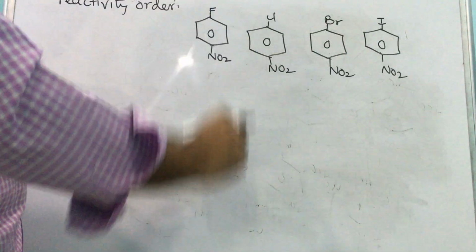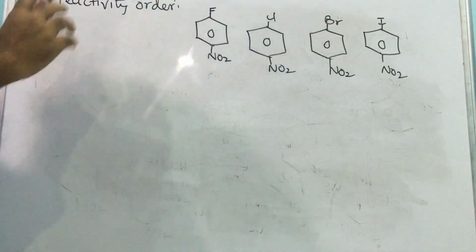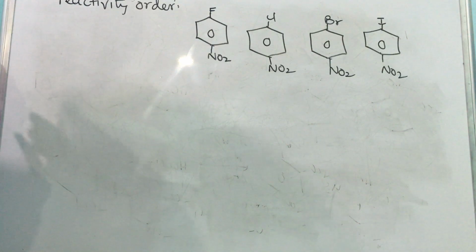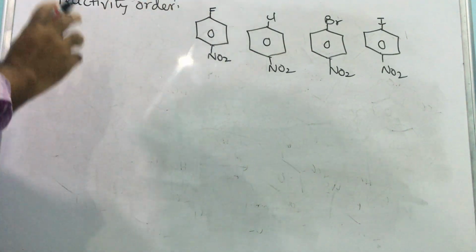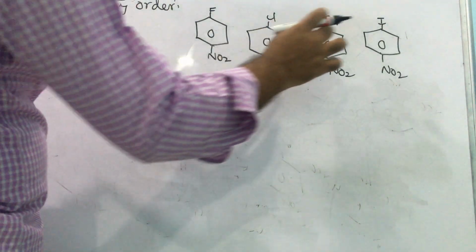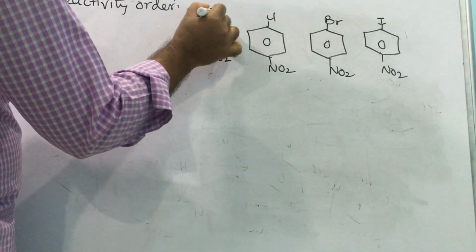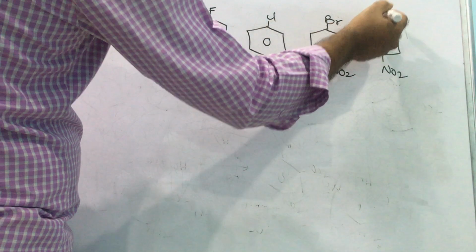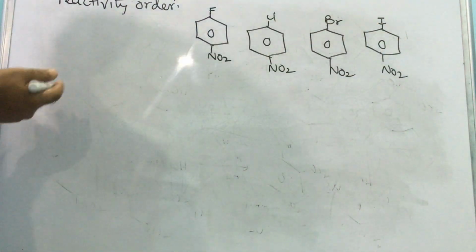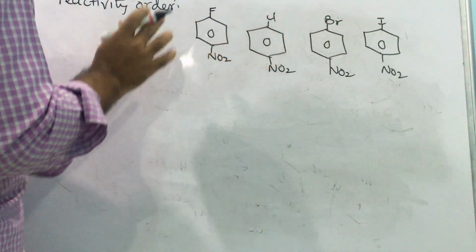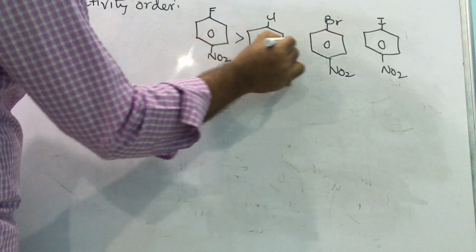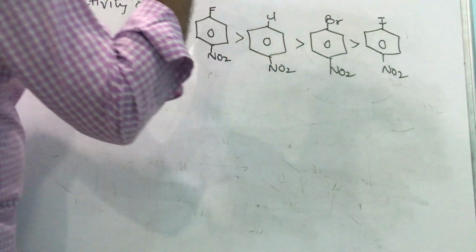Now which should be the good leaving group? If this question is given, which is the correct order of reactivity, many students may answer that this is more reactive and this is less reactive, because this bond is shorter and breaking is difficult, while this bond is longer and breaking is easy. But this is not the correct answer. The actual reactivity order is this one. Then you may be confused now.